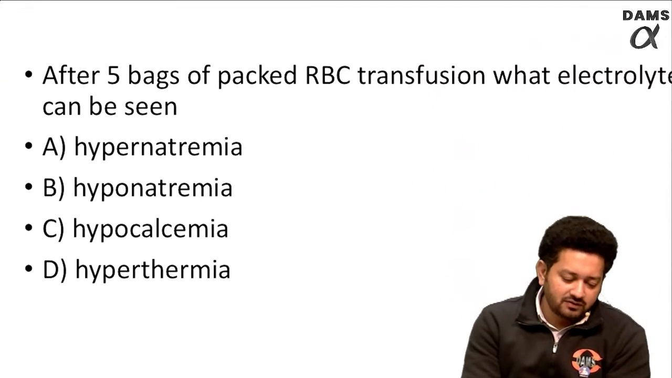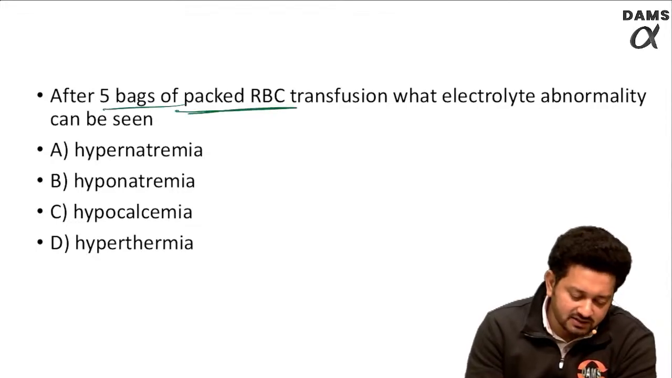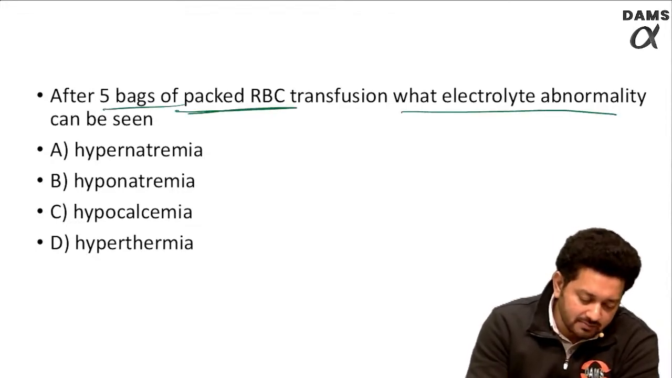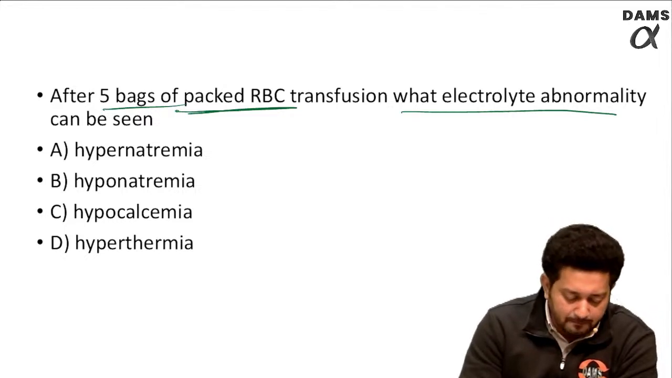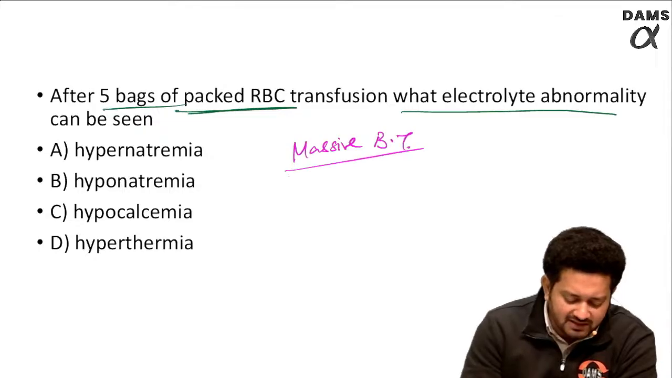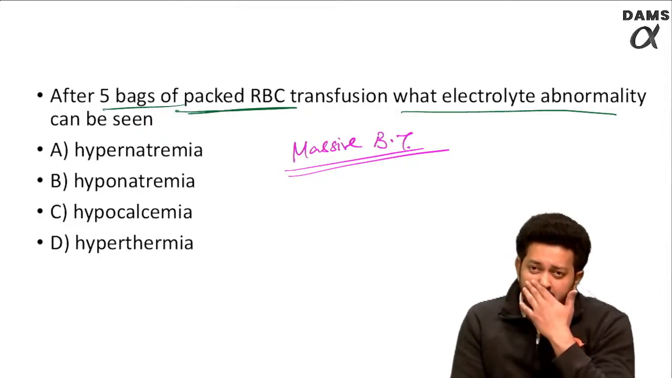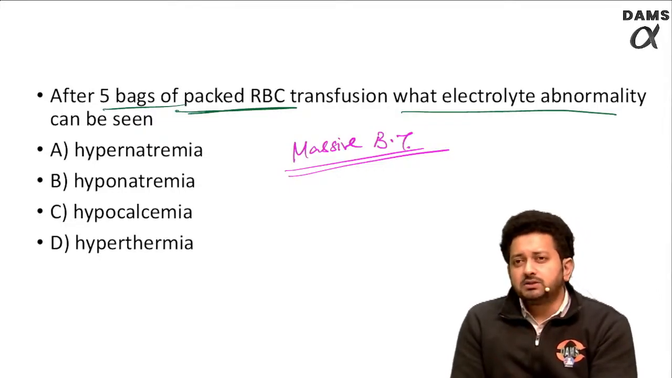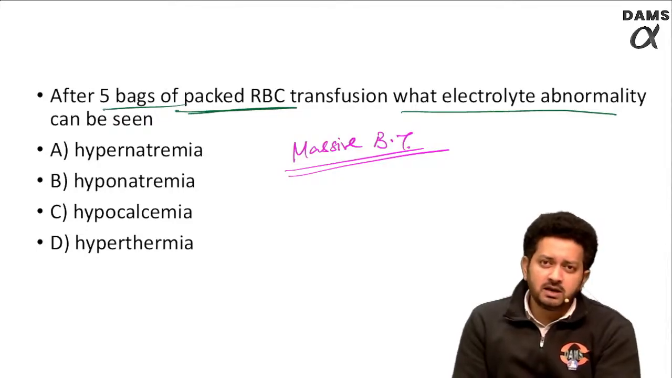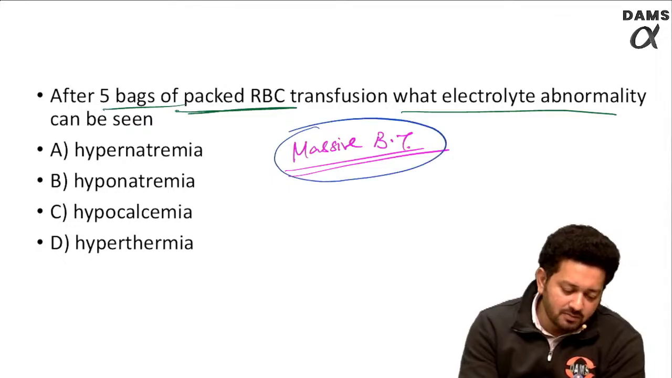Next question. Again, there was some confusion. People were getting confused. After 5 bags of packed RBCs transfusion, what electrolyte abnormality can be seen? So, in cases of massive blood transfusion, there are different definitions. The most acceptable is more than or equal to the patient's own blood volume in 24 hours. But if somebody transfuses more than 4 units of packed RBCs in 1 hour, that is also massive blood transfusion. So, what electrolyte abnormality can you see?